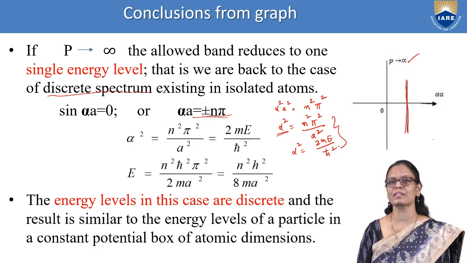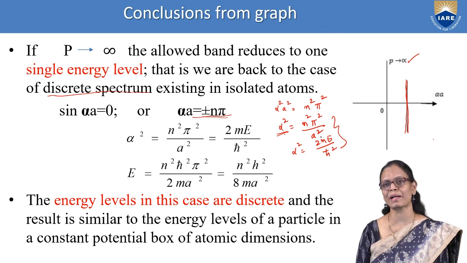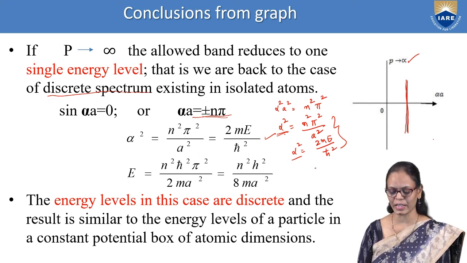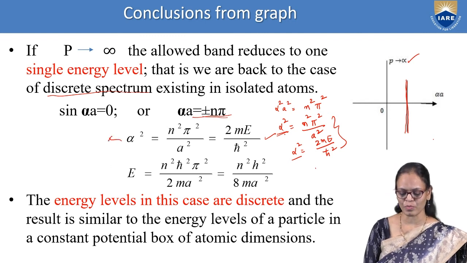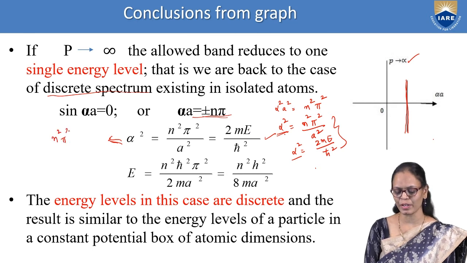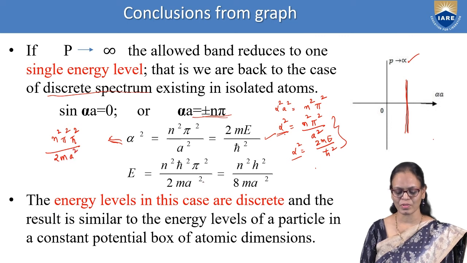So we are going to equate these two. Alpha square is equal to n square pi square by A square, and the constant we have taken for alpha square as 2me by h cross square. So n square pi square by A square is equal to 2me by h cross square. So you can get the value of E from here by taking h cross square onto the other side and getting 2m down. So from this equation, you get E is equal to n square pi square into h cross square by 2m A square. So that is what we are writing.